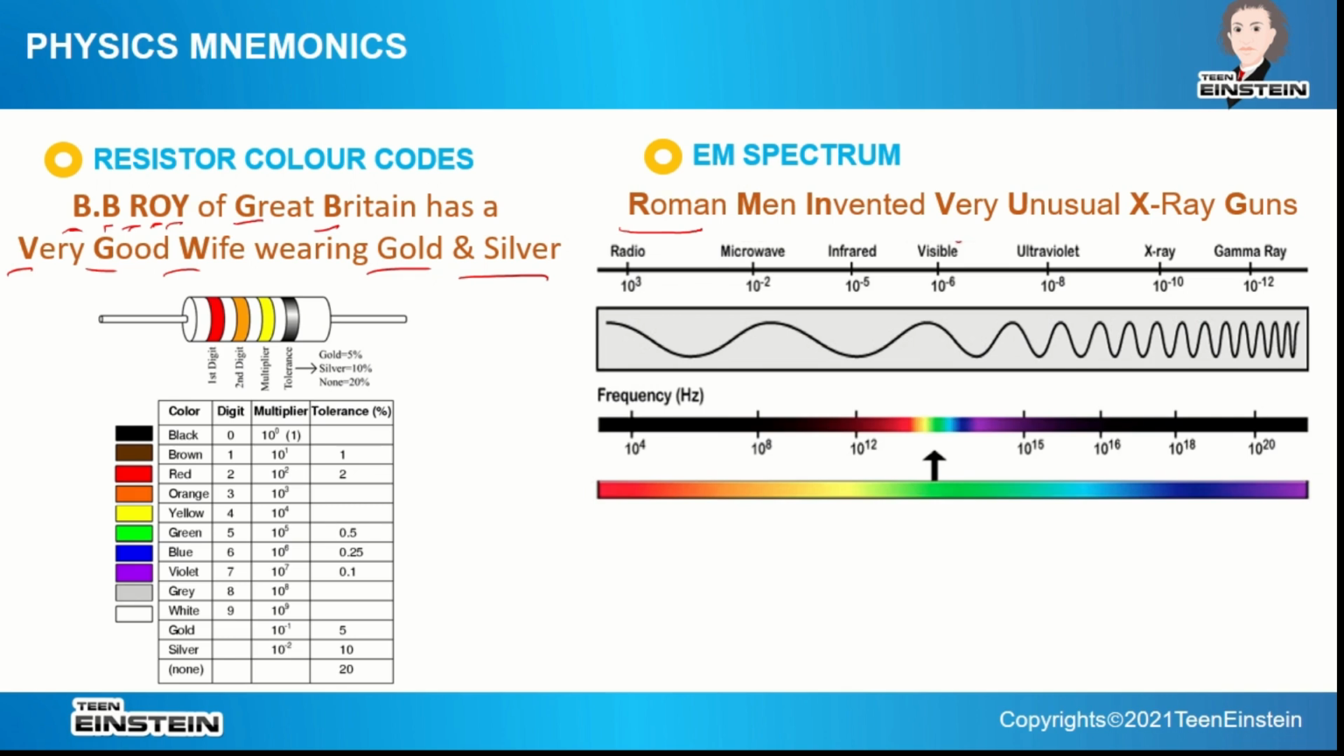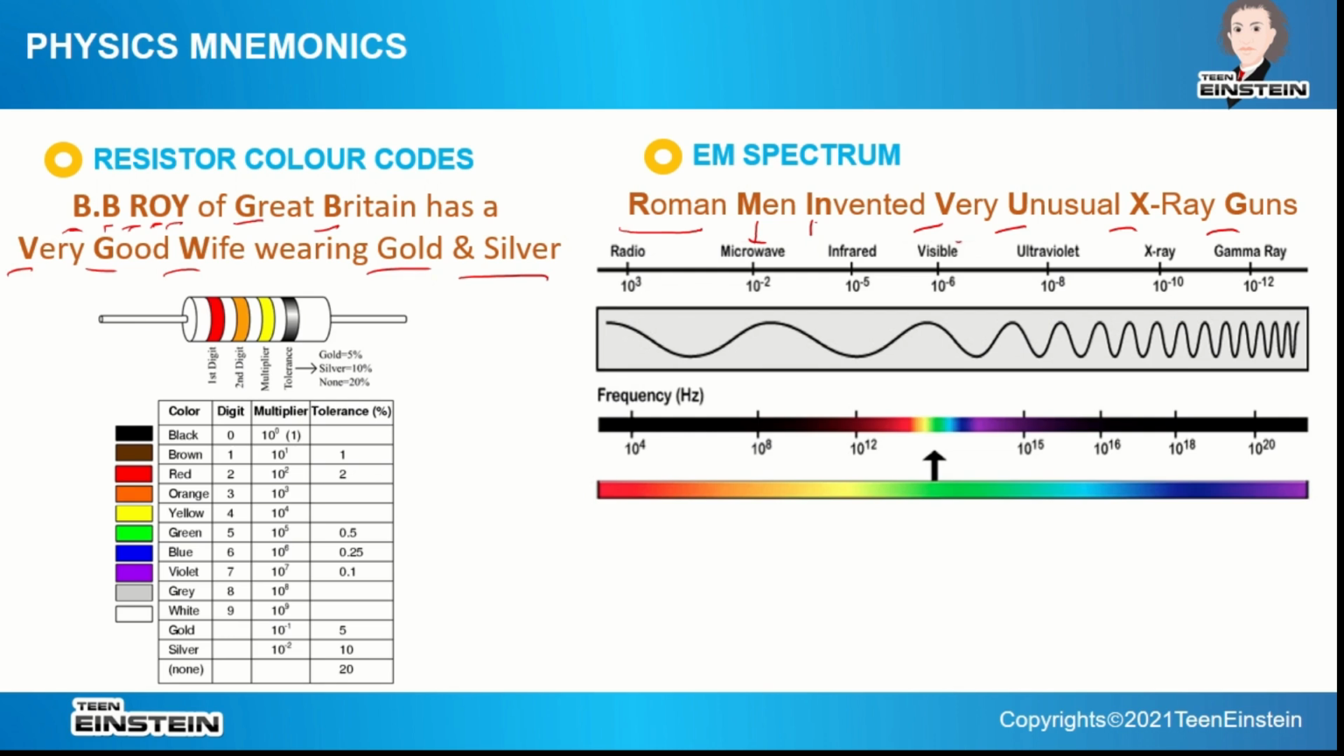Okay, so for Roman, R stands for radio, M stands for microwave, I stands for infrared, V stands for visible, U stands for ultraviolet, X stands for X-ray, and G stands for gamma ray. If you just remember this, you can easily write down the order of the electromagnetic spectrum.